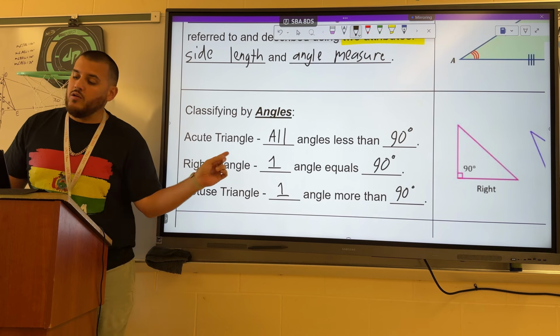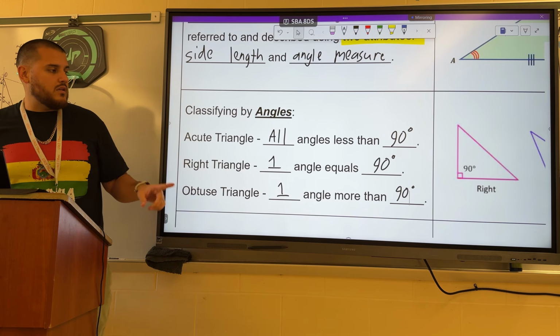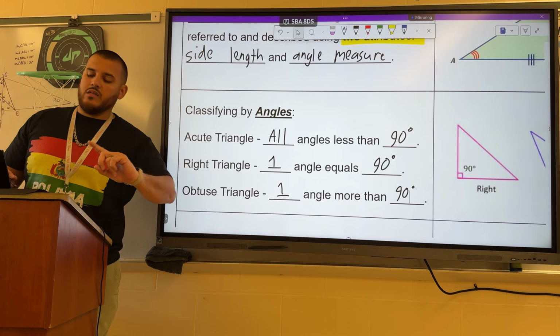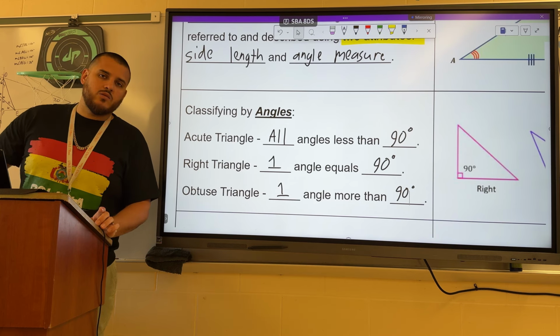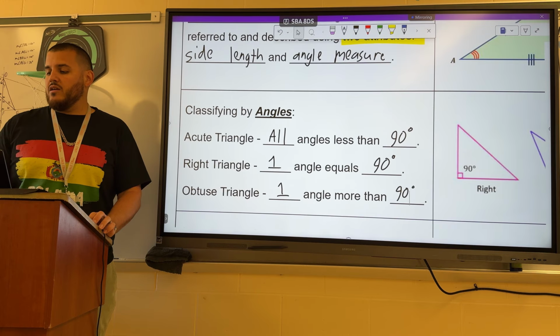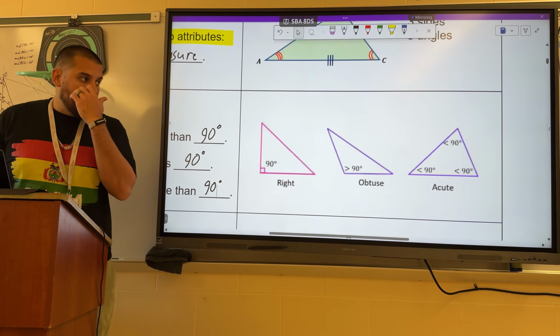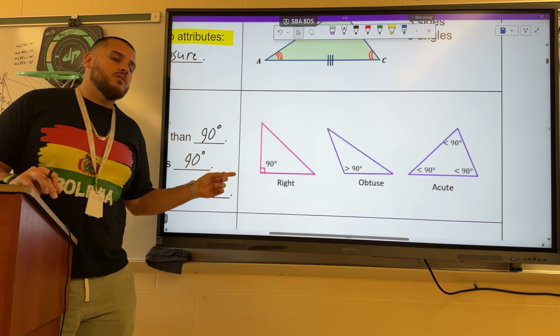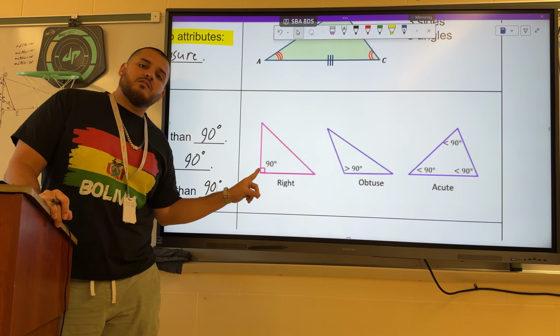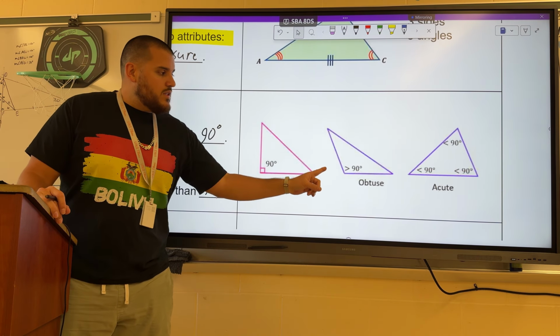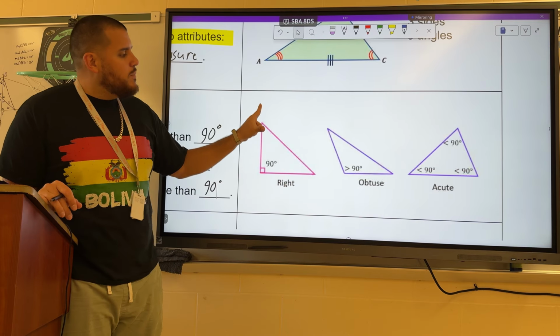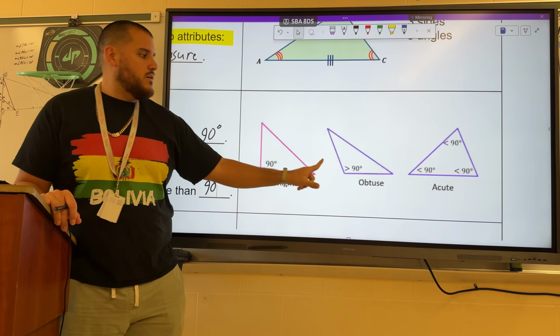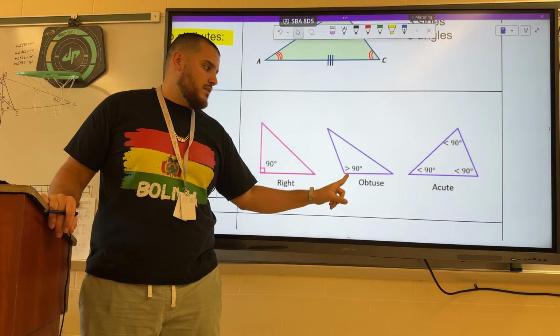So again, in an acute triangle, all the angles are less than 90. A right triangle has one angle that's exactly 90. An obtuse triangle has one angle that is greater than 90 degrees. And here's a visual reference for each. To know a triangle is a right triangle, we need that box for a right angle. For an obtuse angle, we need an angle that opens up more than a capital L, like that angle right there being greater than 90.